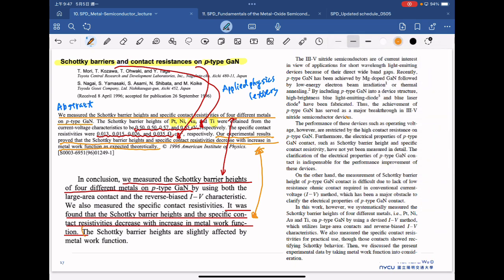The Schottky barrier height is slightly affected by metal work function. That is just a small additional point added in the conclusion. So this is the abstract, and this is the conclusion of this journal paper. And if you look at the right hand side, that is the introduction part.